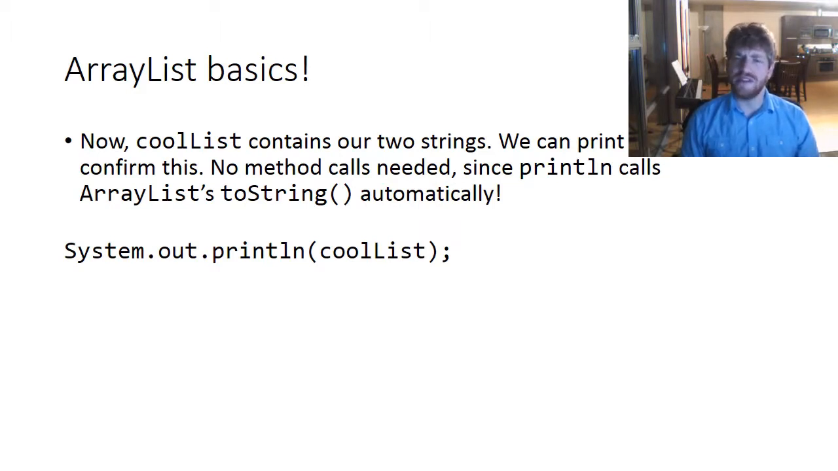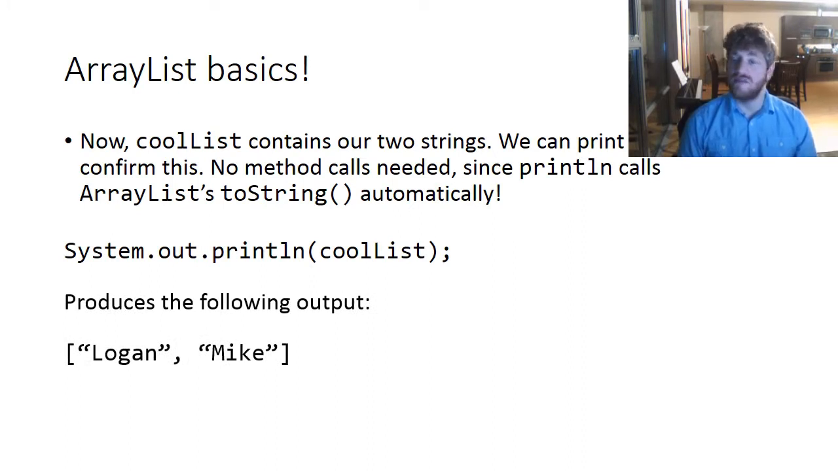What if we want to print this list? Well, it couldn't possibly be easier. We just print the list. And we don't need to call any special methods to convert coolList to a string, because coolList has implemented its own toString method. And remember, println automatically calls toString on any objects that you pass it. So we just say print coolList, and this produces the following output. There's our list, Logan and Mike.